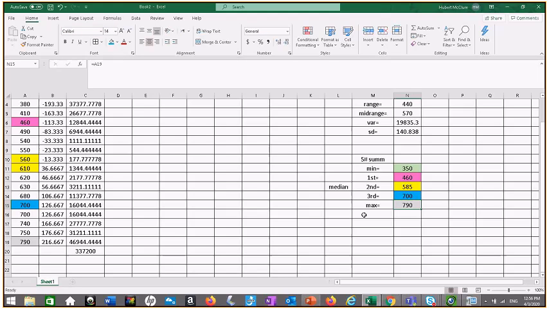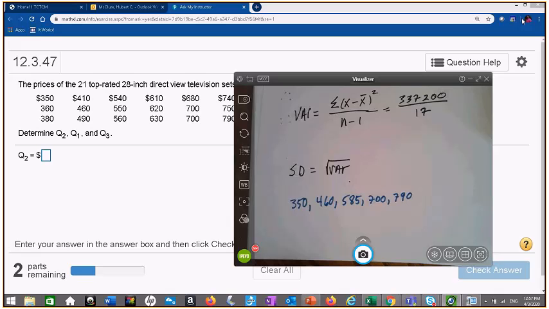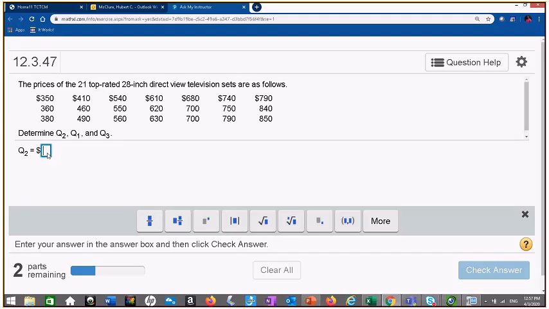So I'm going to write this down: 350, 460, 585, 700, and 790. So let's go back to our question, and then I'll show you how to do it. The 2nd quartile is 460.